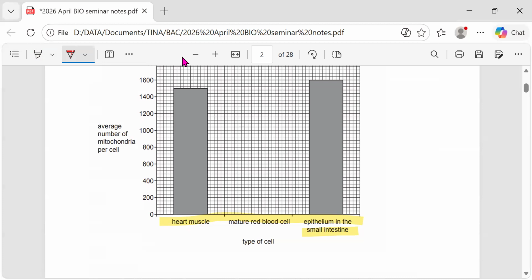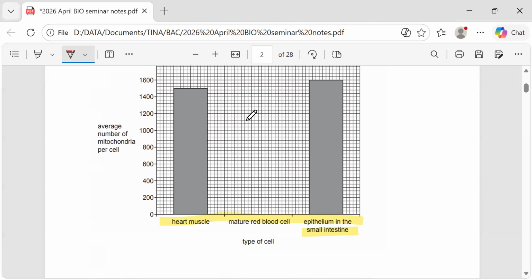Okay. So, why does a mature red blood cell not need energy, while the heart muscle does? First you must mention mitochondria. Mitochondria is for respiration to produce energy. Then you say the heart muscle needs a lot of energy because the muscles need to contract so that the heart can pump blood.